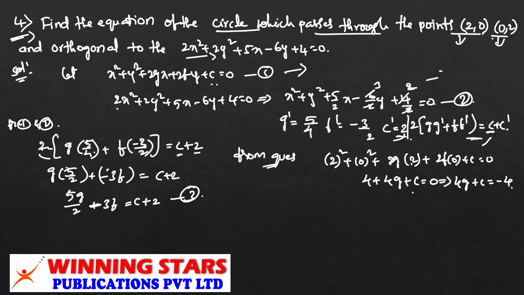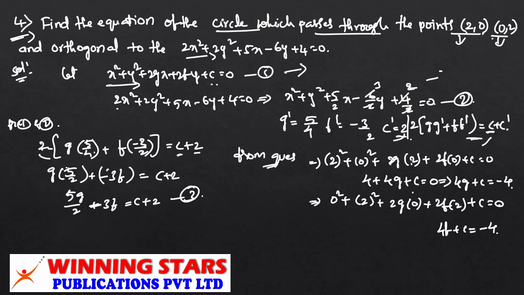Now similarly, substituting (0, 2) in this equation, it becomes 0 square plus 2 square plus 2g into 0 plus 2f into 2 plus c is equal to 0, which means 4f plus c is equal to minus 4. So we will take this as equation 4 and this as equation 5. We solve 4 and 5: 4g plus c is equal to minus 4 and 4f plus c is equal to minus 4.